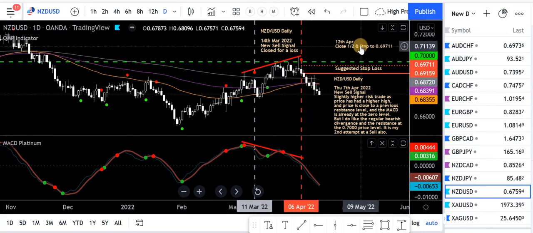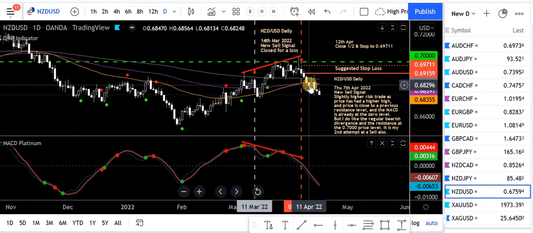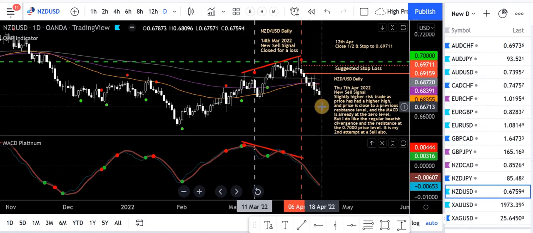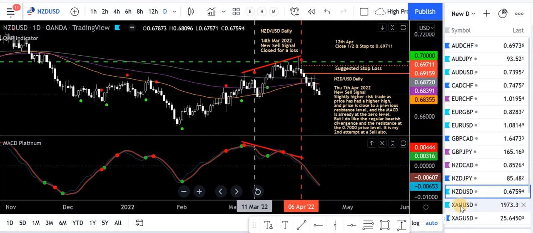So 12th of April, close half, and stop. So let's have a look at 12th of April. So on that in there. So closed half in there. And we're still going in the right direction, so we're making more money, which is good. So it's New Zealand USD.